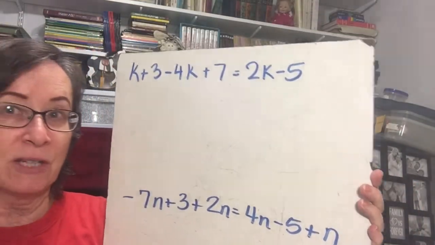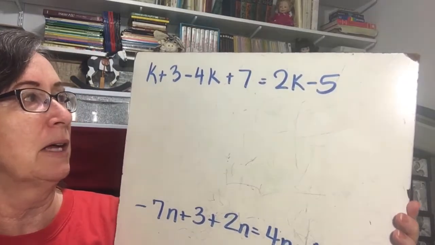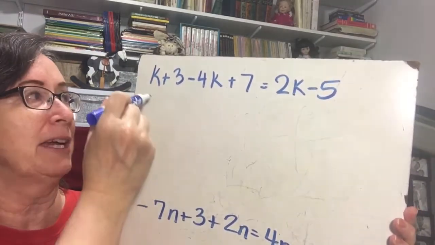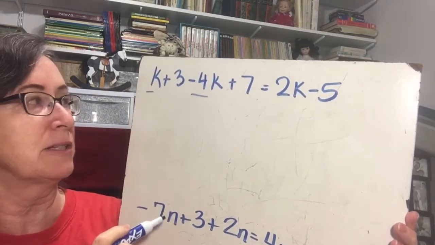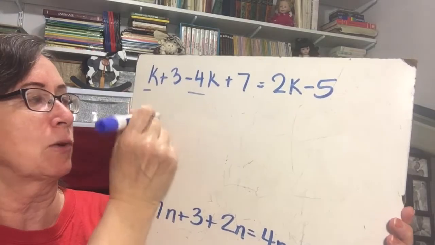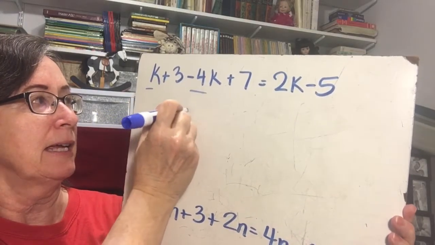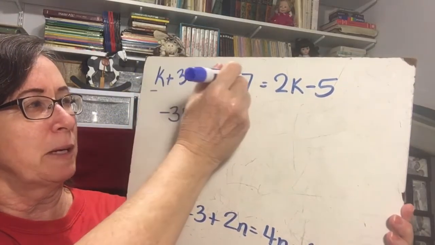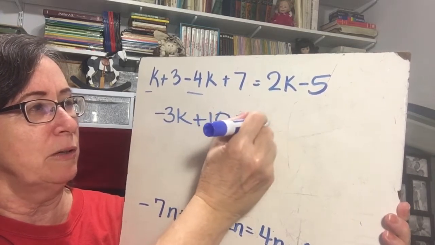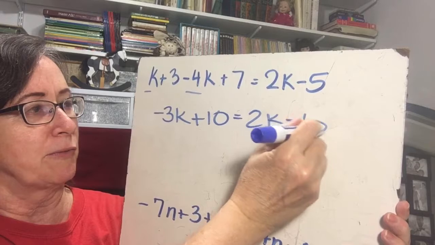Again, I have a little bit of prep work to do. I don't want to start worrying about that 2k until I figure out what I've got on the left. So k is a 1k, right? 1k minus 4k is negative 3k. Plus 3 plus 7 is plus 10 equals 2k minus 5.